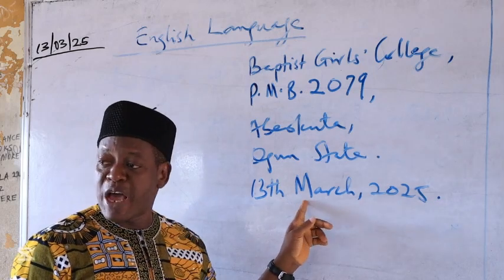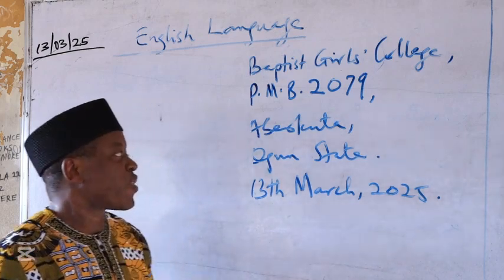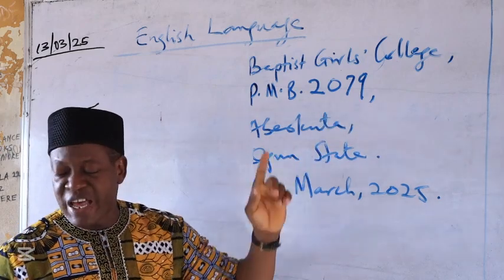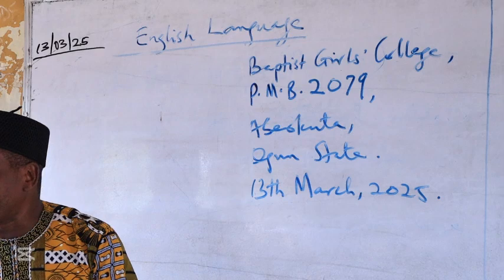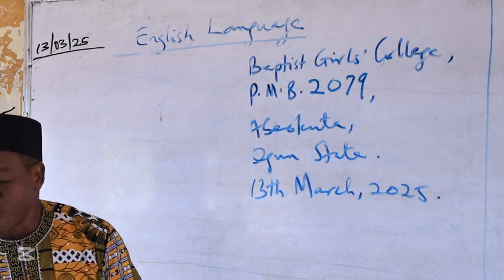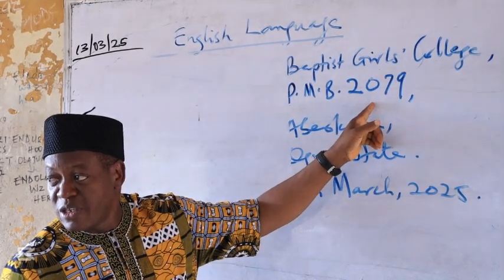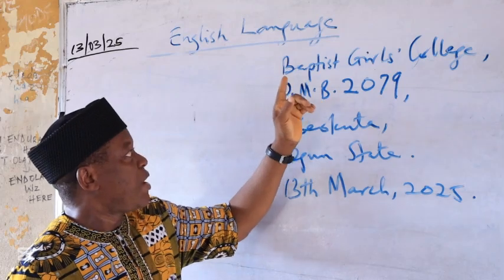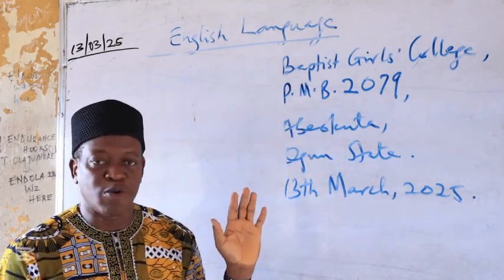And March is a proper noun. It begins with a capital letter. I told you, PMB 279, Idiaba is not the location of that post office. Once you put PMB, don't put Idiaba again. When you put Idiaba, don't put PMB. Just write Baptist Girls College, comma, Idiaba, comma, Abeokuta, comma, Ogun State.